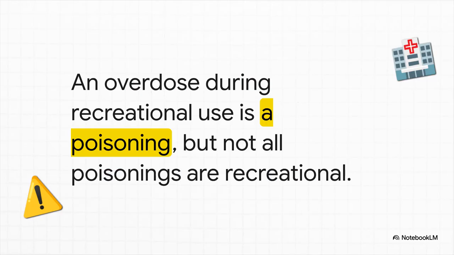So the crucial point is this massive caveat. An overdose during recreational use is a form of poisoning, but not all poisonings are recreational. For example, a patient might voluntarily take ecstasy at a music festival, seeking a high, right? But then they involuntarily cross that physical threshold into a toxic, life-threatening overdose. The lines of intent and consequence blur dangerously here. It's a really complex situation where the two definitions overlap. And that is exactly what makes your job of pulling them apart and documenting the exact reality absolutely vital.